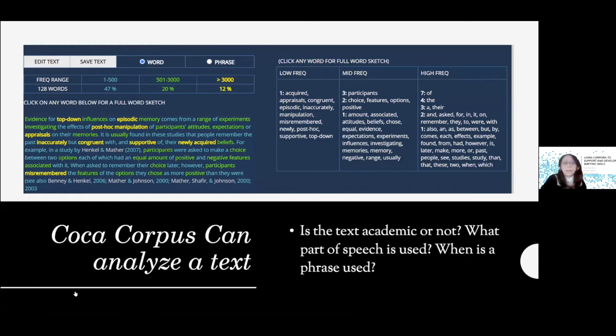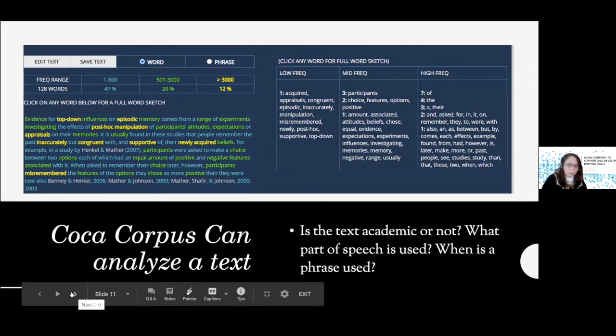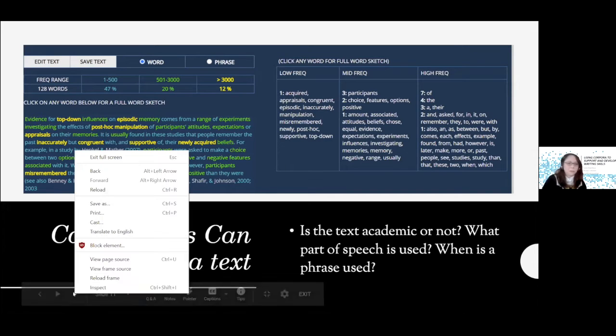You can also do it to analyze text if you want to see if your text is appropriate for your learner's level or not. So higher frequency words are easier. So you can see of, the, they're pretty basic, but low frequency, you can see post hoc. So maybe your beginners aren't going to use post hoc.